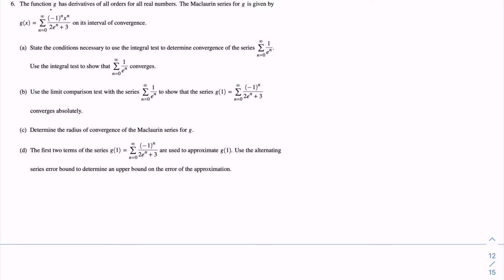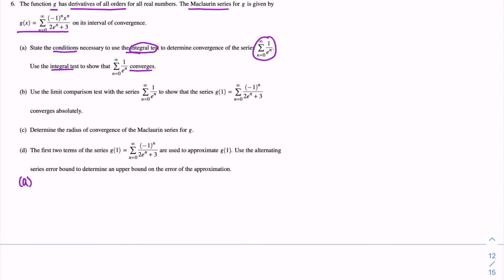The function g has derivatives of all orders for all real numbers. The Maclaurin series, so c equals 0, for g is given by this sigma notation. Part A, state the conditions necessary to use the integral test to determine the convergence of the series, and use the integral test to show it converges.